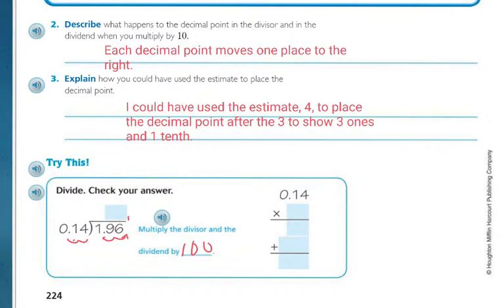So 14 can't go into 1, but it can go into 19 1 time. And 1 times 14 is 14. I subtract and I get 5. Then I bring down my 6 and I get 56. 14 goes into 56 4 times. And 4 times 14, let's try that. 14 times 4, we get 56, look at that, it's exactly 56. Subtract, I get nothing left over. Okay, so I get exactly 1.4.